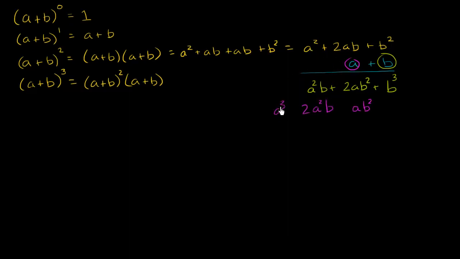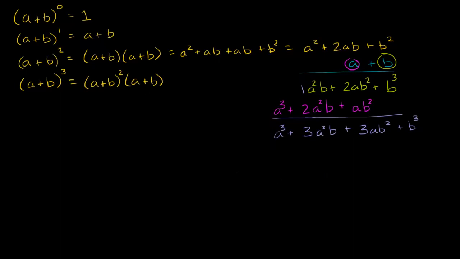And now when we add all of these things together, we get a to the third power plus, let's see, we have 1a squared b plus 2 more a squared b's. That's going to be 3a squared b plus 3ab squared. 2ab squared plus another ab squared is going to be 3ab squared plus b to the third power. So just taking something to the third power took us a reasonable amount of time.